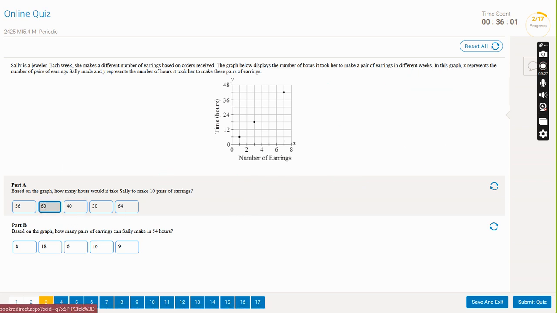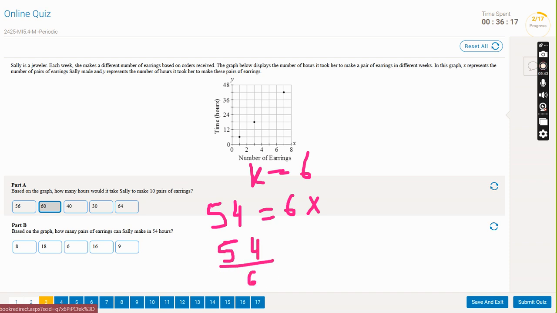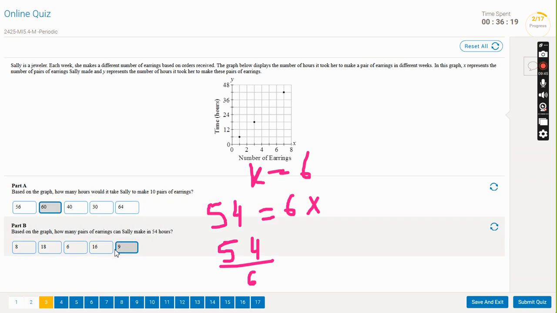The next one is, again, you can choose the k. K is 6, right? We already understand that. So now 54 is the hours. It's the y. 6x. Now you can divide 54 by 6. What do you get? 9. There you go. You'll be done by this as well.